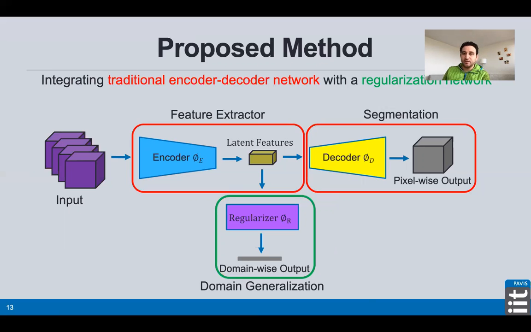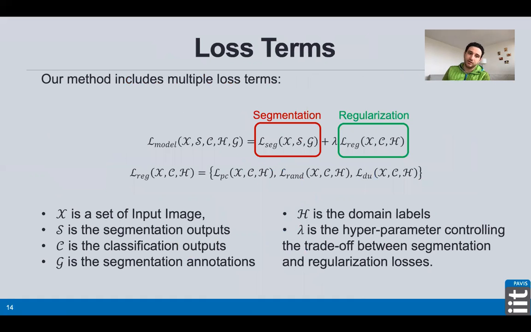So basically, in this network, we have the segmentation output and a classification output, related to the center of each input. We try to push the normal encoder-decoder to forget this information during training. How? We will discuss it in the next slide. Our network includes two different loss functions: a segmentation loss function and a regularization loss function. For the regularization part, we propose three different solutions to generalize our network.